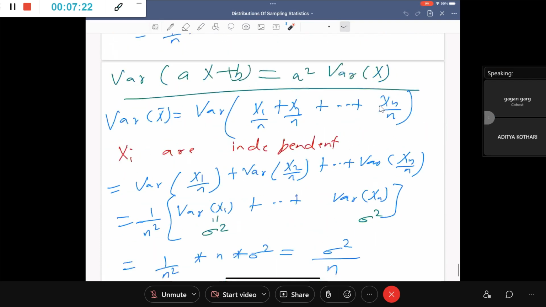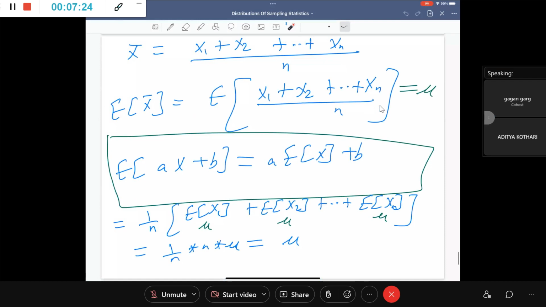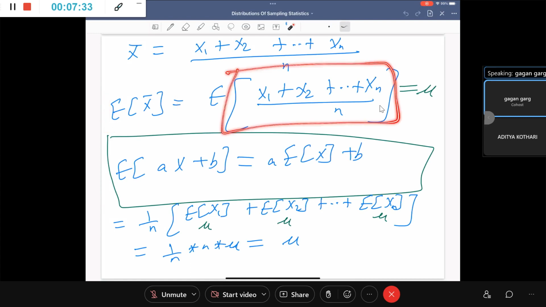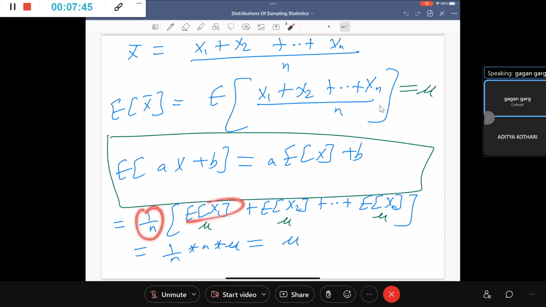Yeah, and here is a quick proof of what we said in the beginning. X bar is (x1 + x2 + ... + xn) by n. So the expected value of x bar is the expected value of this item. Here, we use the linearity of expectation: the expected value of ax plus b is a times the expected value of x plus b. So we use that here. It becomes 1 by n comes out, expected value of x1 plus expected value of x2 and so on. All these are equal to mu. So this becomes equal to mu.